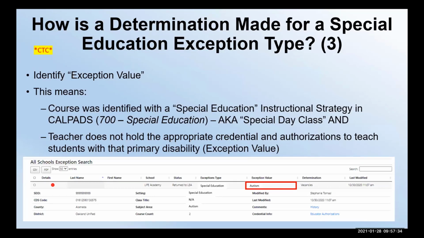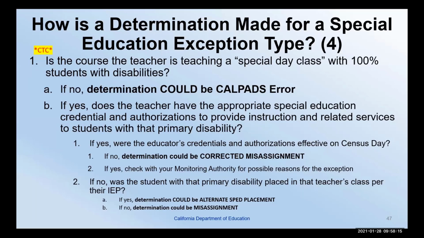So that indicates that at least one student in the class has a primary disability of autism, and that the educator assigned to the course does not hold the appropriate authorization to teach students with the primary disability of autism. So again, the exception type states special education, meaning that it was reported as a special education instructional strategy in CalPADS of 700, and the exception value is the students in the class, at least one has a primary disability of autism. So here are some things to consider when reviewing special education exceptions.